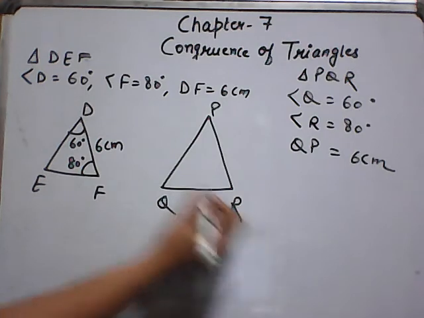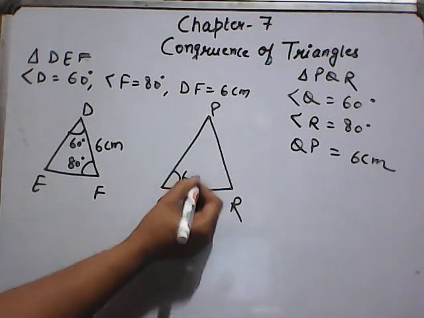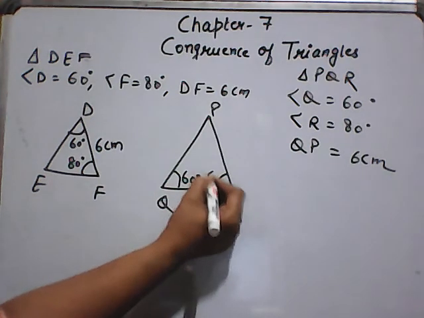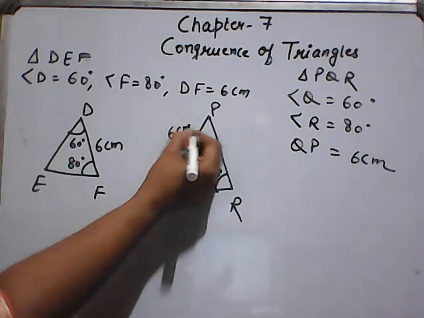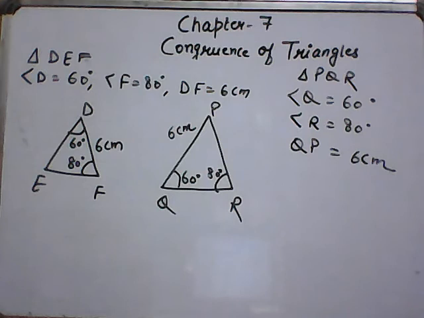Draw triangle PQR. In this triangle, angle Q is 60 degrees, it is given to you. Angle R is given to you 80 degrees. And the side QP is 6 centimeters. You have to check whether these two triangles are congruent or not.